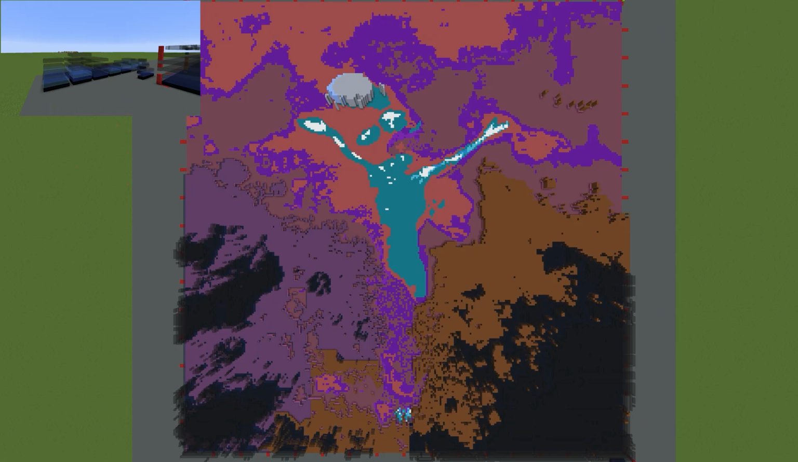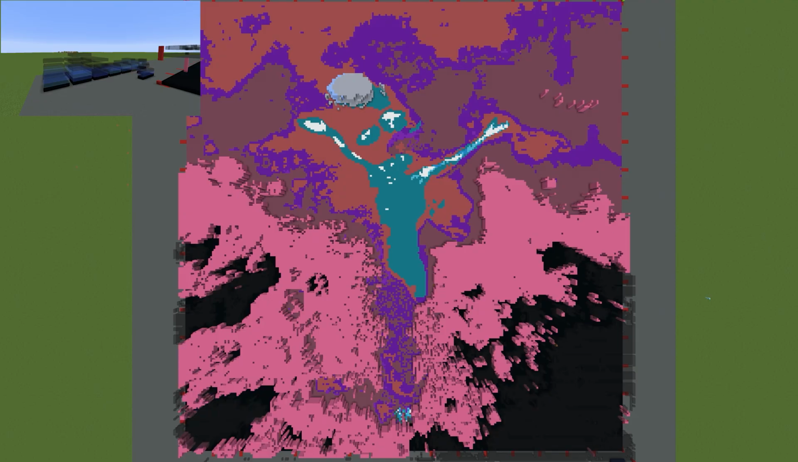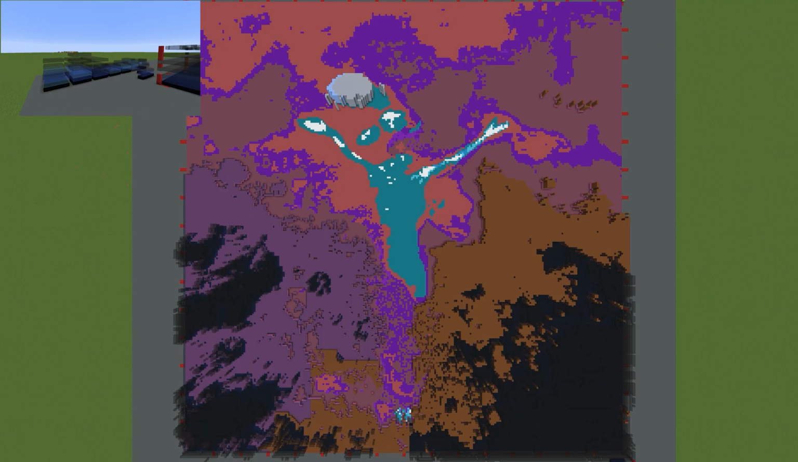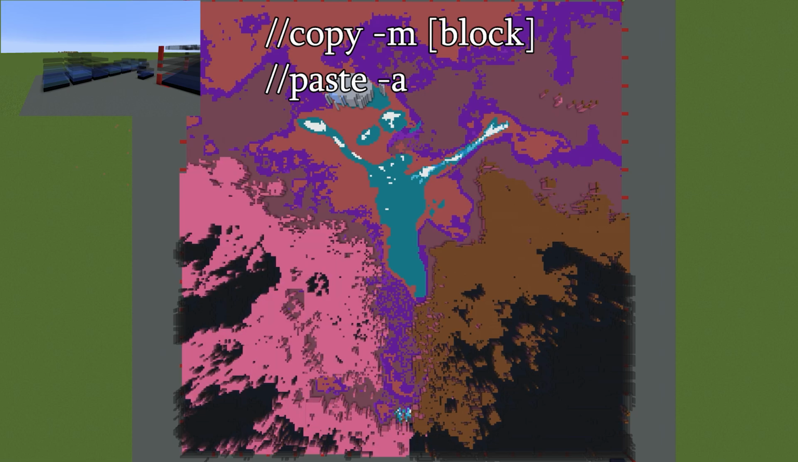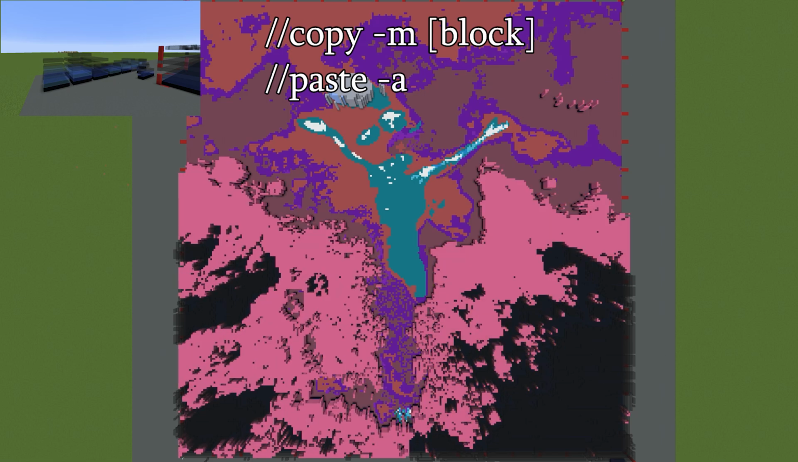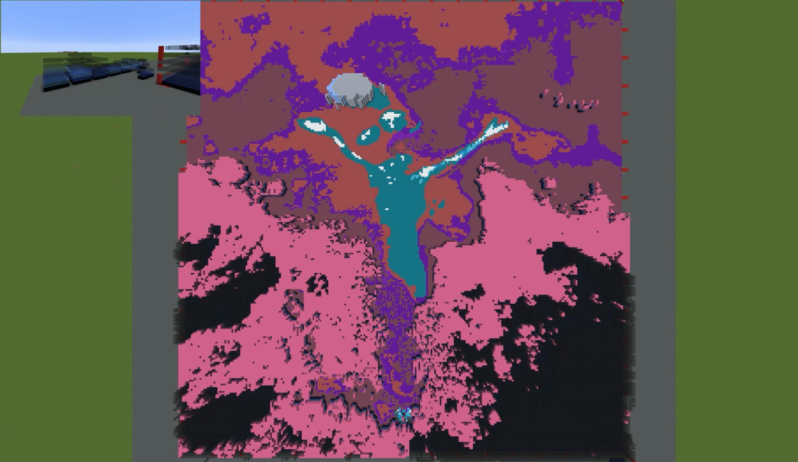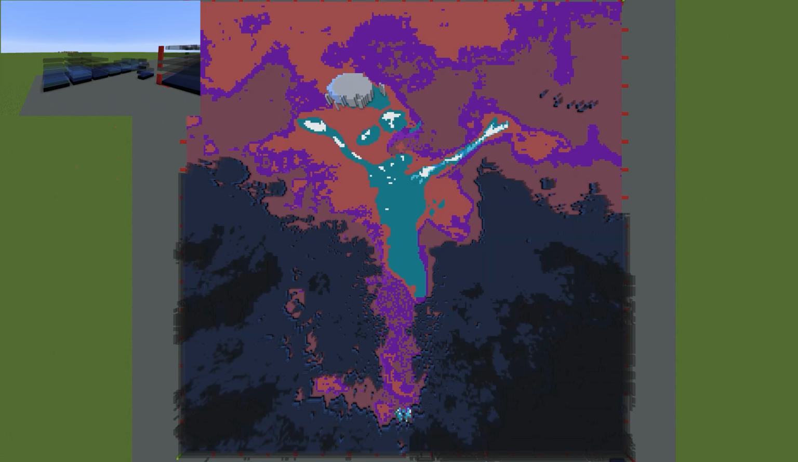At this stage of the build, I was still using the extract tool from Axiom. Later on, I found a combination of WorldEdit commands that make replacing blocks much faster. These commands help me speed up my process, but it's important to know that the artistic decision always happens before the command is used.